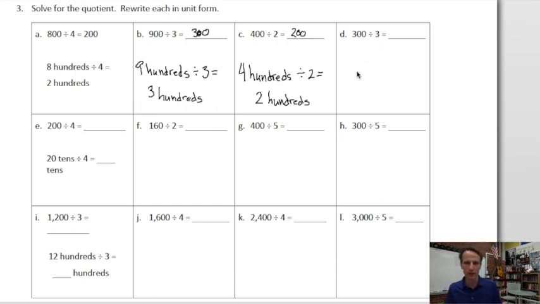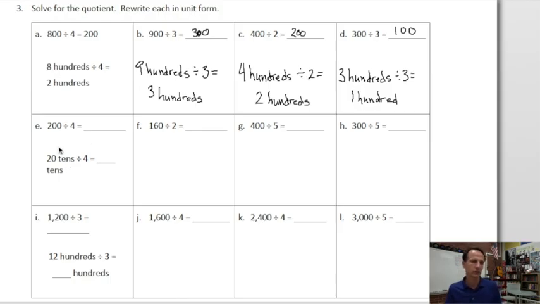Okay, so 300 divided by 3. 3 hot dogs, 3 hundreds. I know, donuts and hot dogs, I'll tell you, I actually don't eat this way. I just like talking about it because they're silly. Not as silly as corn dogs, though. 3 hundreds divided by 3. Okay, well, I have 3 hot dogs. I'm going to share with 3 people. 1 for you, 1 for you, 1 for you. I've handed out all 3. 100, 100, 100. So 3 hundreds divided into 3 equal groups is 1 hundred in each group. So 300 divided by 3 is 100.